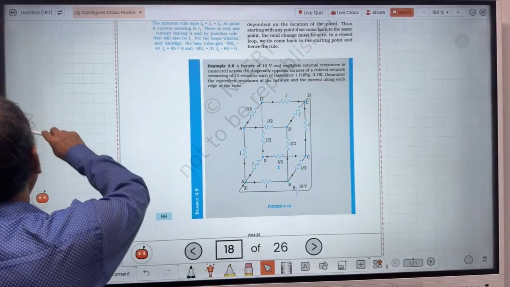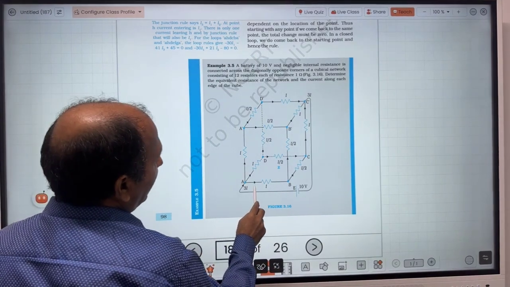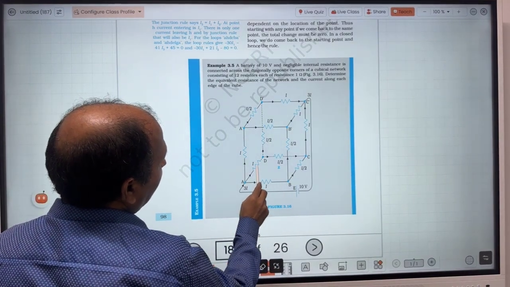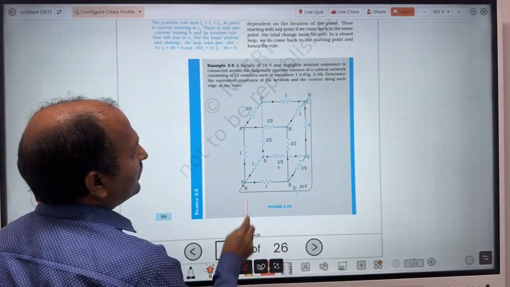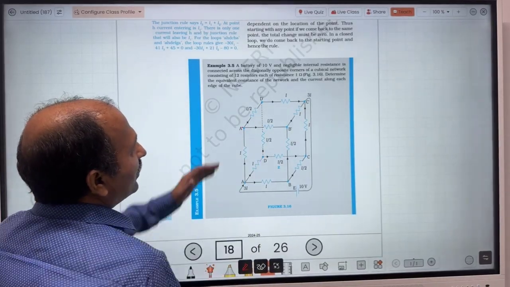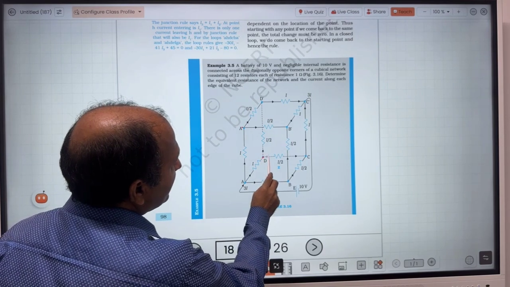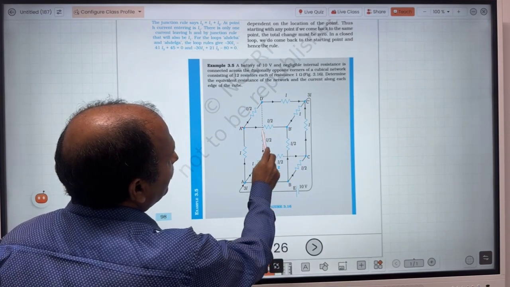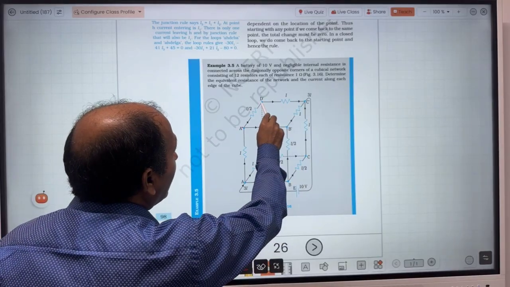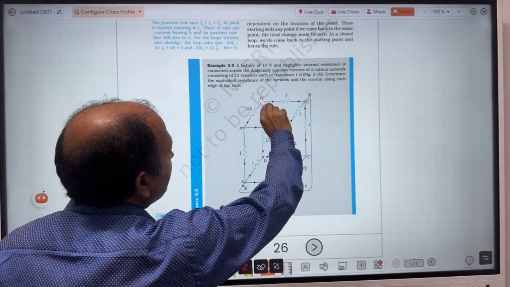So when 3I current enters at this point, what happens? The current is divided: I will go in this, I will go in this, I will go in this. At this point, again, there are 2 branches of equal resistances, so I by 2 and I by 2 will go like this and like this. Now let's consider this point. Again, the same thing is happening. I by 2 will be in this direction, I by 2 will be in this direction. Now reach this point. From this direction, I by 2 is coming. From this direction, I by 2 is coming.